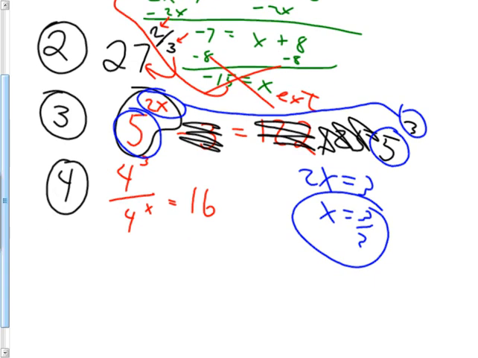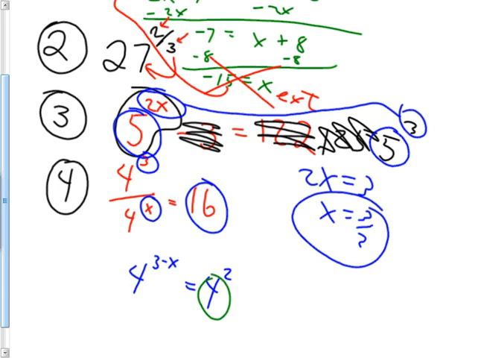And now I could either multiply by 4 to the x on both sides, or probably smarter, write this as 4 to the 3 minus x is equal to, do you think I just picked the 16 at random? No, 16 is actually 4 squared. Now that the bases are the same, that has to equal that. 3 minus x has to equal 2. And 3 minus what equals 2? X must be 1.